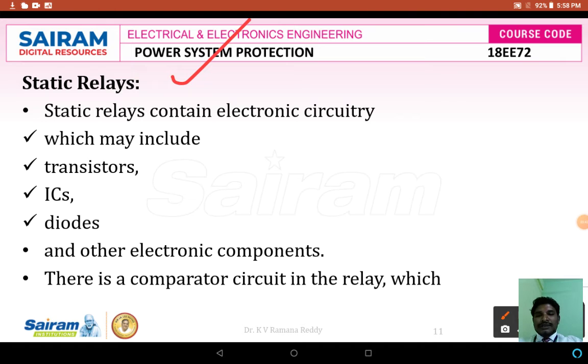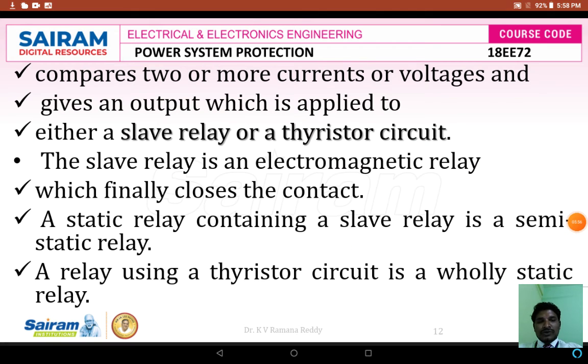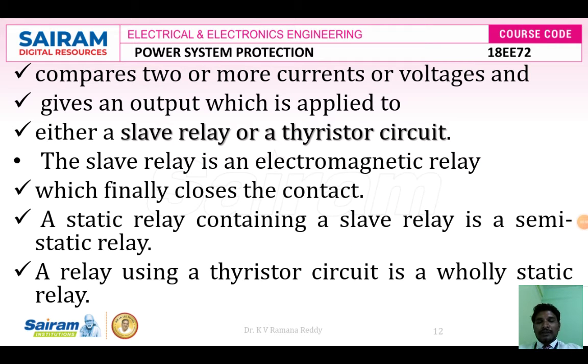Static relays contain electronic circuitry consisting of transistors, integrated circuits called ICs, diodes, and other electronic components. There is a comparator circuit in the relay which is used to compare the live current and the predetermined setting current values. It generates a command signal which is given to the circuit breaker to make the circuit and to break the circuit. The slave relay is an electromagnetic relay which finally closes the contact. A static relay containing a slave relay which is a semiconductor relay using a thyristor circuit is a wholly static relay.